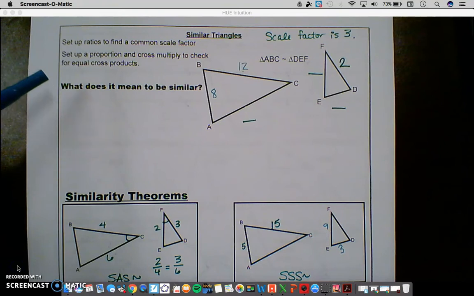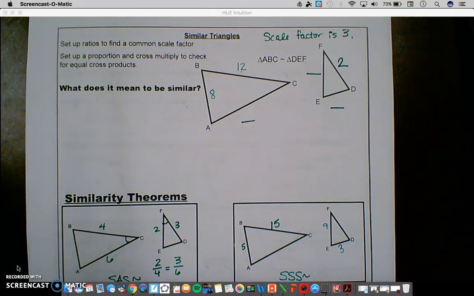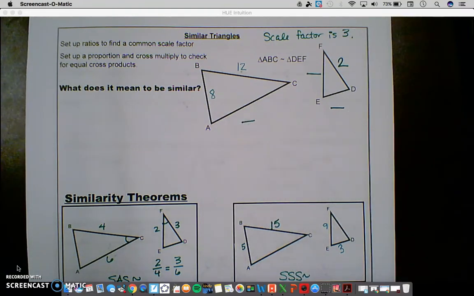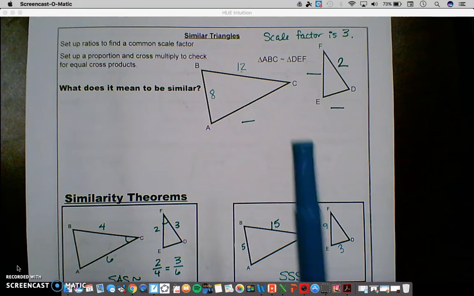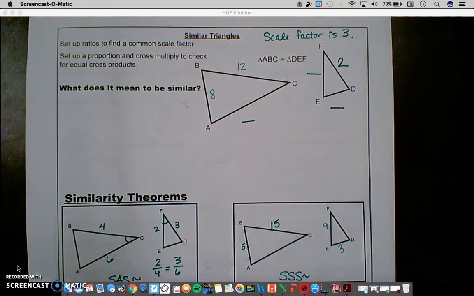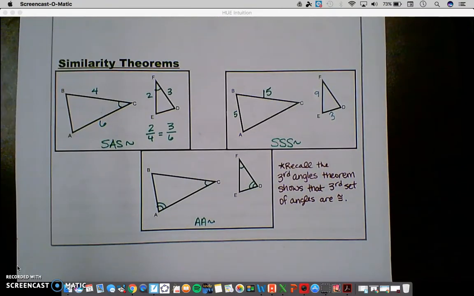On the next page, we are talking about similar figures. I want you to first answer the question, what does it mean to be similar? That means that my sides are going to be proportional and that corresponding angles are going to be congruent. We can set up ratios of those corresponding sides and find a common scale factor. In this one, I've already given you a scale factor of 3, so what I'd like you to do is find those missing sides. We have 3 similarity theorems that make sure we would have similar triangles.